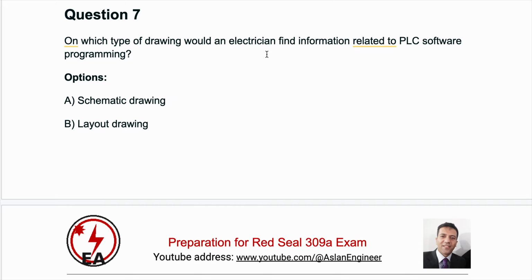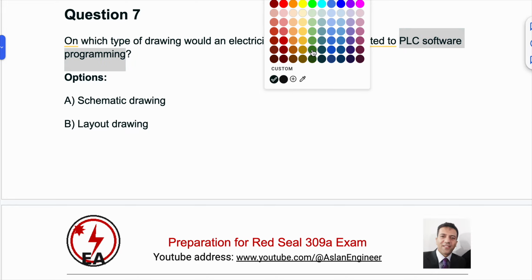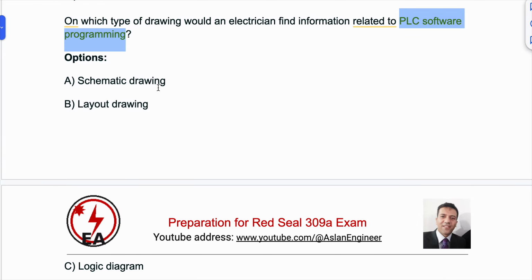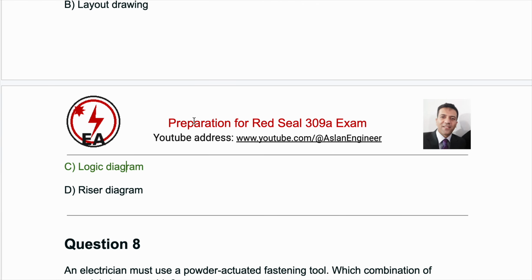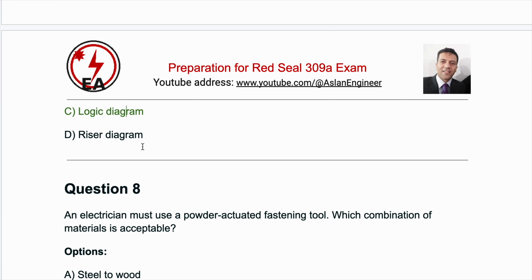But for now, the question is talking about the software programming of the PLC. For software programming, we can find it in the schematic drawing, layout drawing, and logic drawing. Logic diagram: you can find the logic programming software of the PLC in the logic diagram.